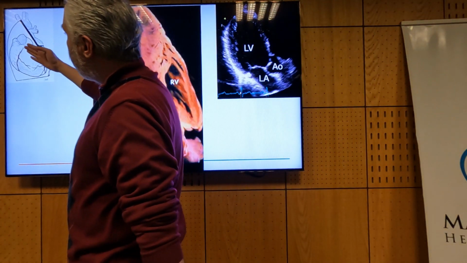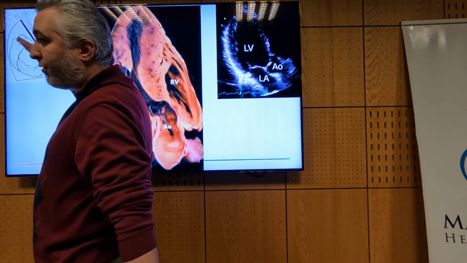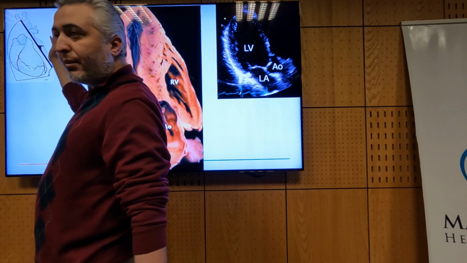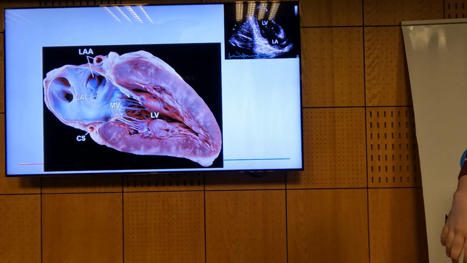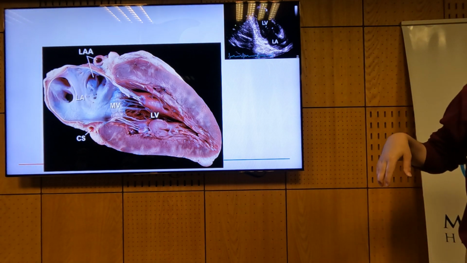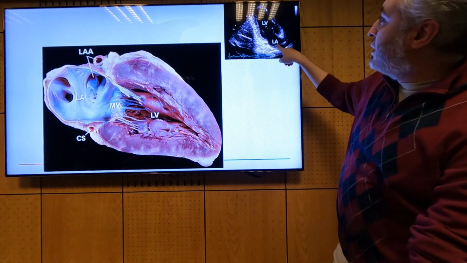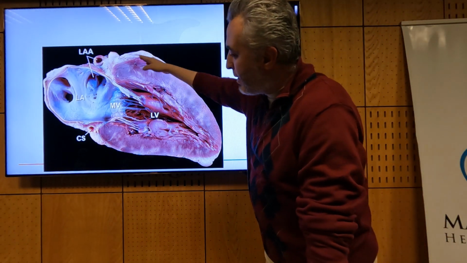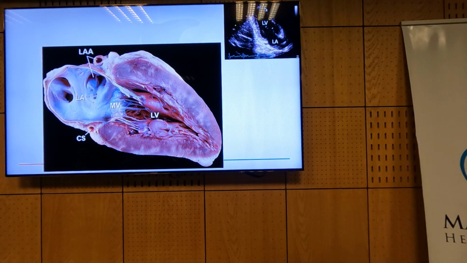But then if you move your cut section so that it does not get the aortic valve, only the left atrium and left ventricle, away from the LVOT and aorta, you get the apical 2-chamber view. So this is left atrium, left ventricle, and then you cut the anterior wall and inferior wall in the apical 2-chamber view.